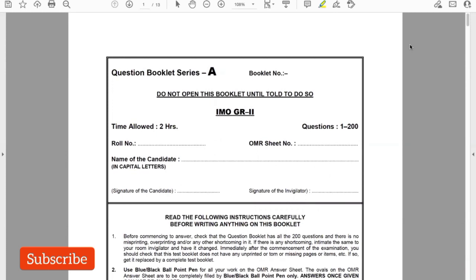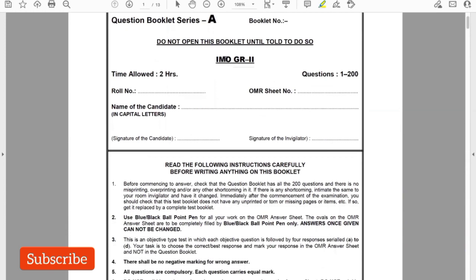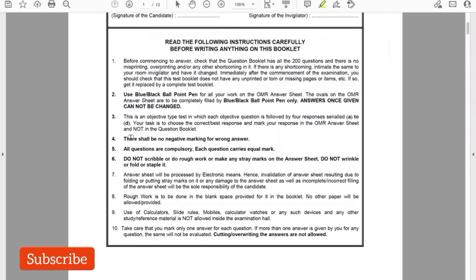Because of my schedule, I couldn't discuss it with the explanations. But later, after a few days, if you need, we'll discuss with the explanations also. Now, this is booklet A that I will be discussing. This is the Insurance Medical Officer Grade 2 exam, 200 questions held for 2 hours. If you see here, they have given that there shall be no negative marking for wrong answers.